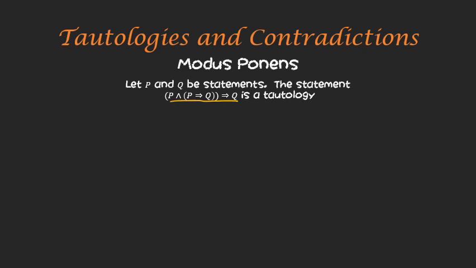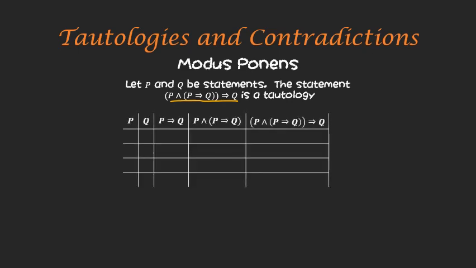I said mode that affirms the hypothesis, so notice we have an implication here, P implies Q, and we have the hypothesis being true. And so this is saying that that will always imply Q, that no matter what, that always implies Q. It's always true. And so let's verify this using a truth table. Hopefully you're not sick of truth tables yet.